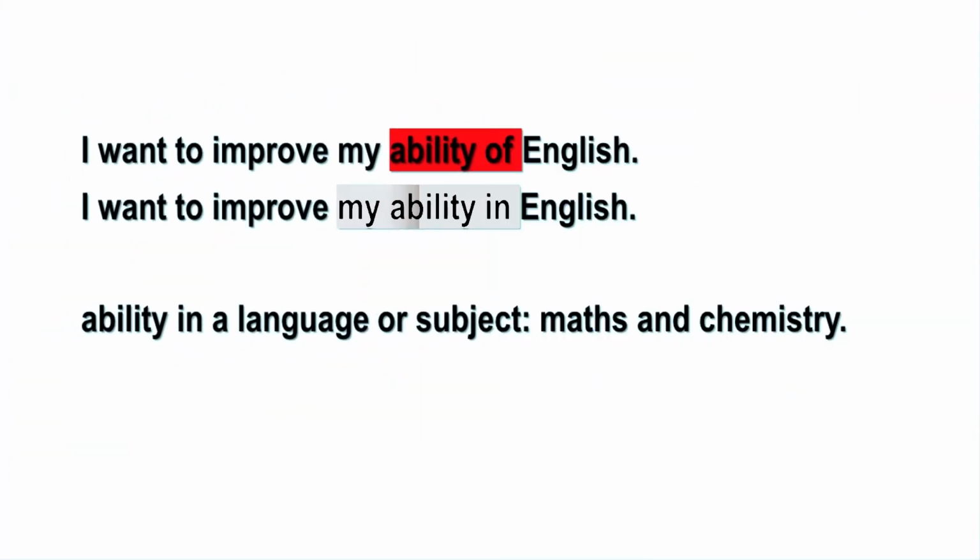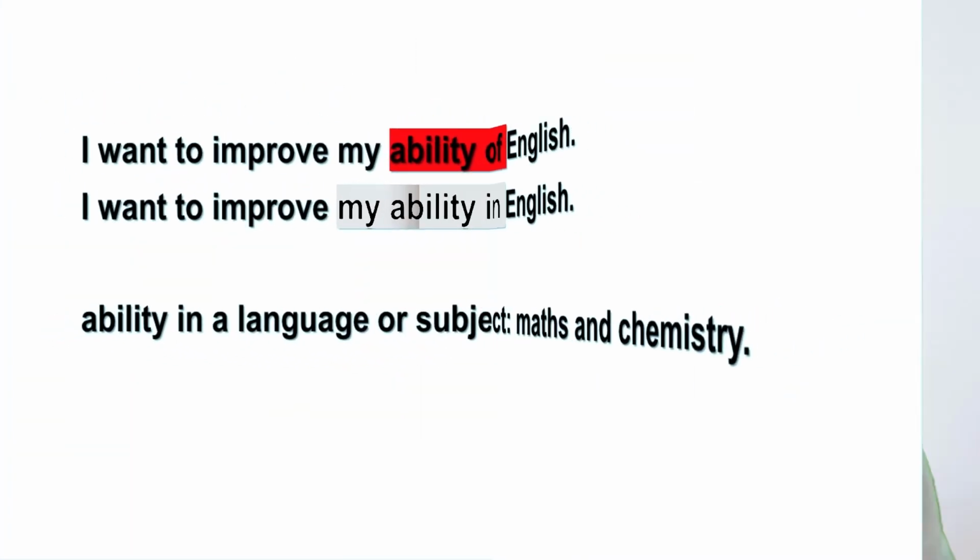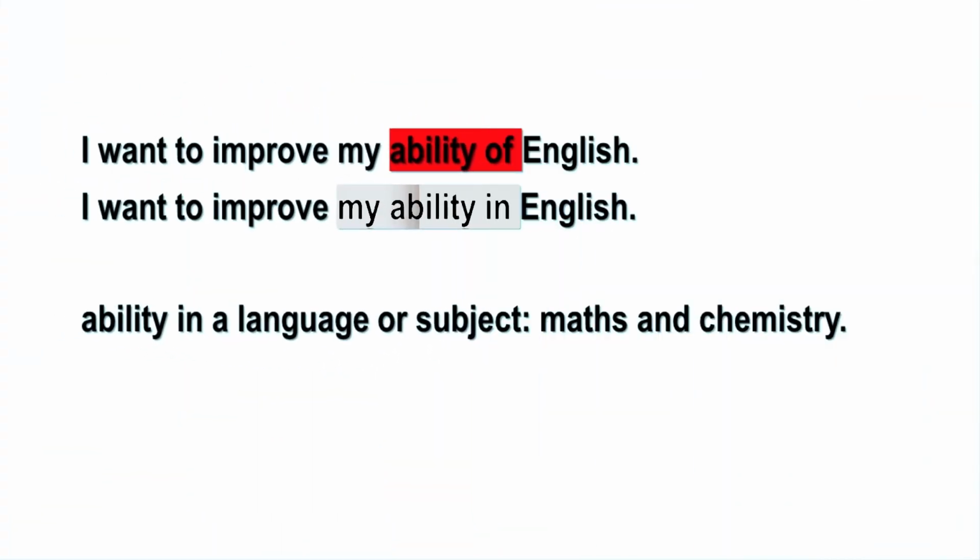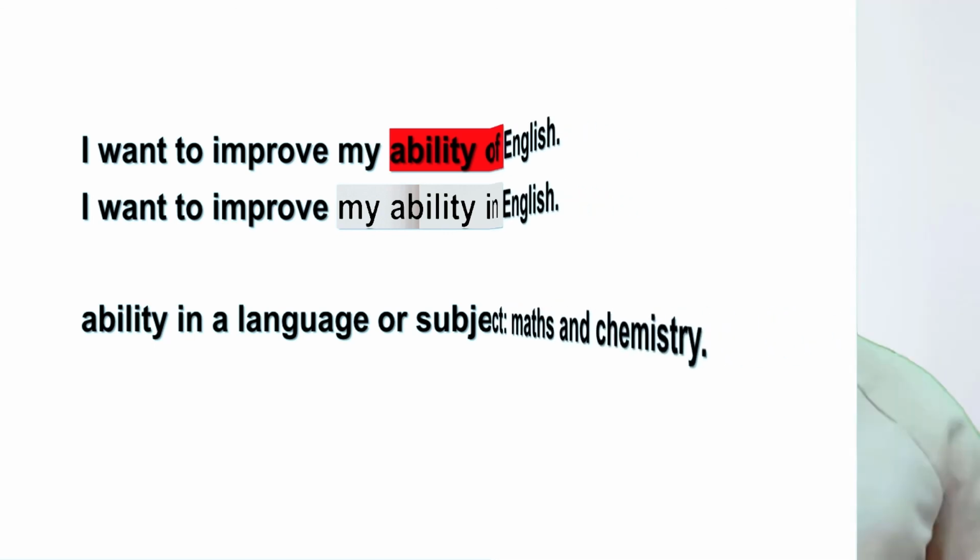Don't say, I want to improve my ability of English. Rather say, I want to improve my ability in English. We say, ability in a language or subject, maths and chemistry.